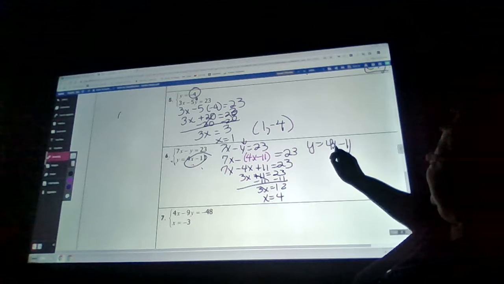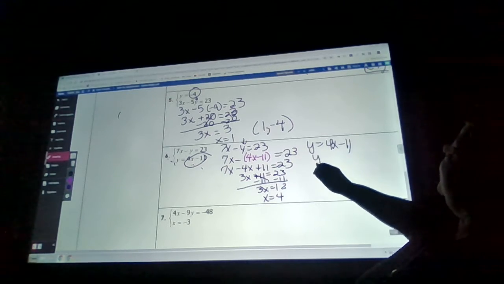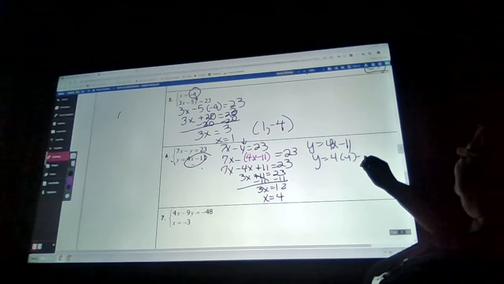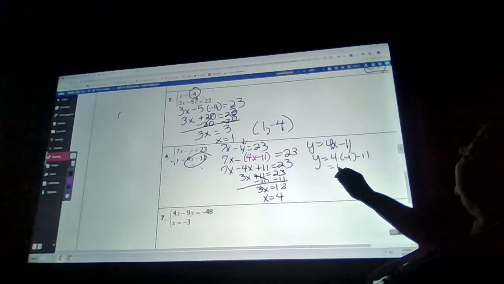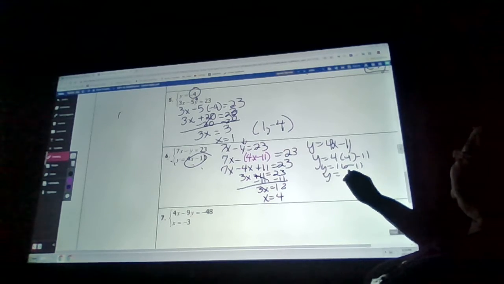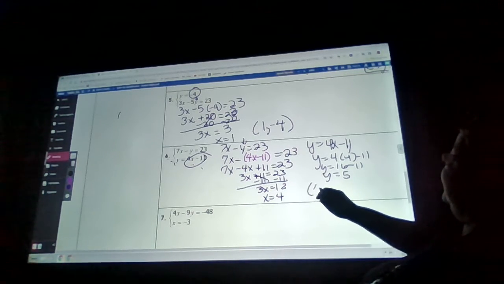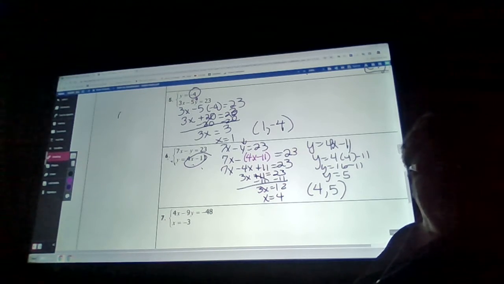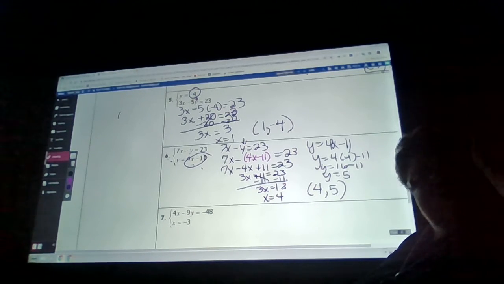And so I'm going to take that 4 times x minus 11. So y equals 4 times x, which is 4, minus 11. This is 16 minus 11. So that means y is equal to 5. And then I write my ordered pair. x is 4, y is 5.